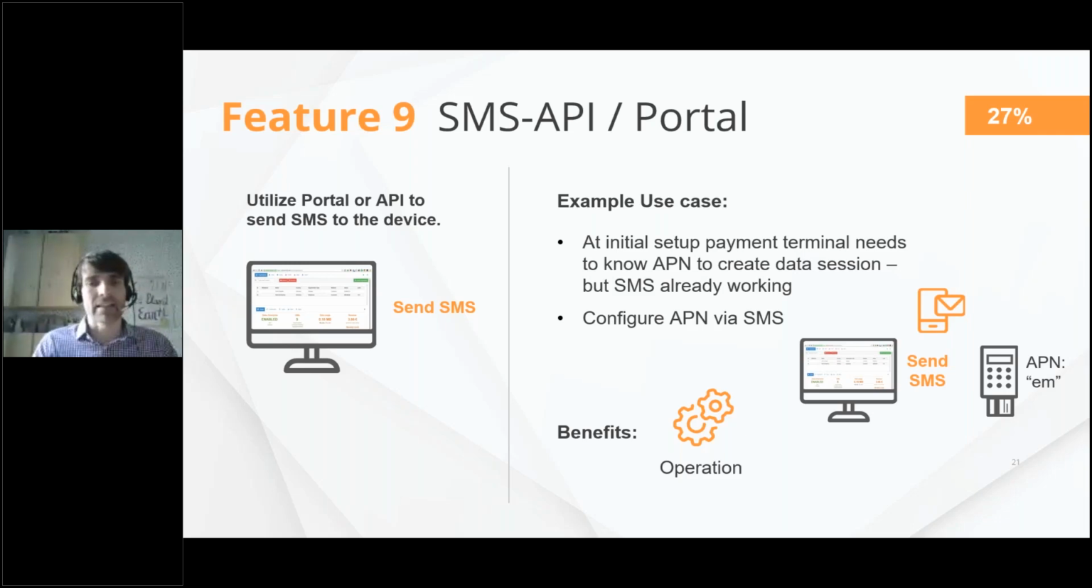One very standard use case is the initial setup of the APN, the access point name, which needs to be configured on every device to let the device know which cellular connectivity provider to connect to. Customers send these SMS out via the portal or by integrating the API. So every time a device is shipped to a customer, the API is called so that the APN is configured via SMS.